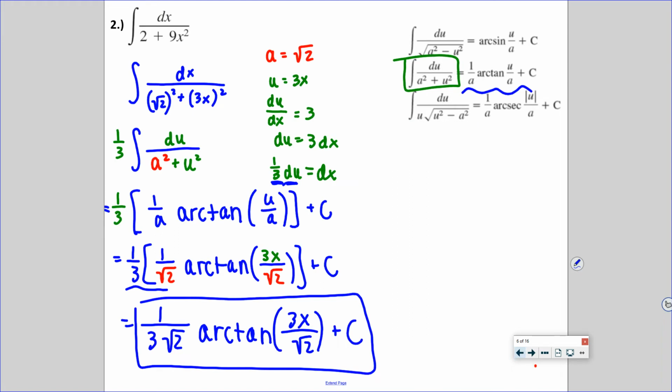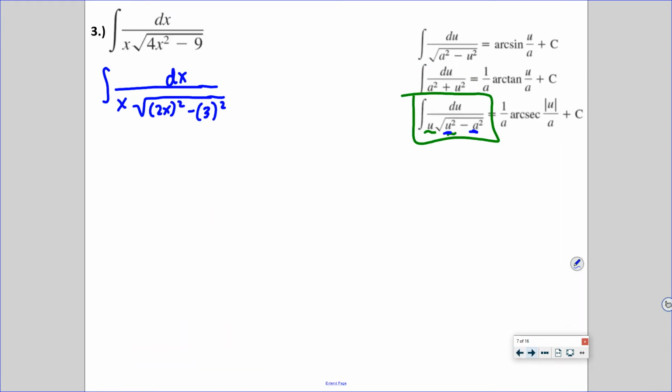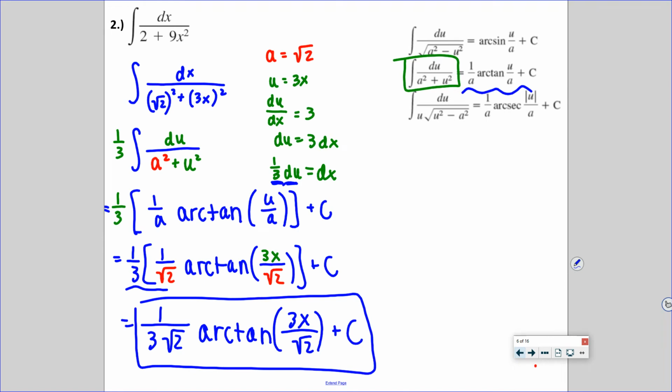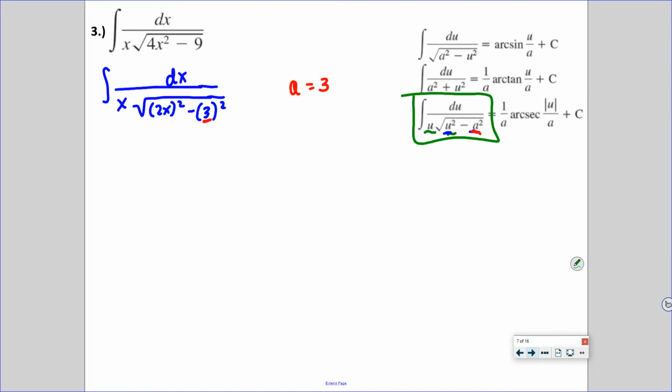Let's see what color scheme I was using here. So a is your constant. A is 3. You're looking at this setup, minus a squared. And u would be 2x. Just like the normal u sub, you have to find du in terms of x, and we also have to substitute for the dx, getting our differentials in the same context of our variable of integration.